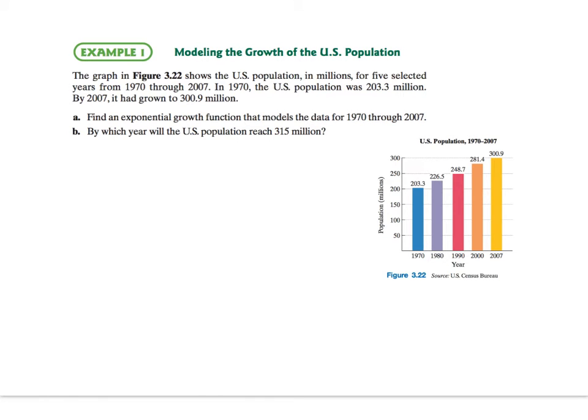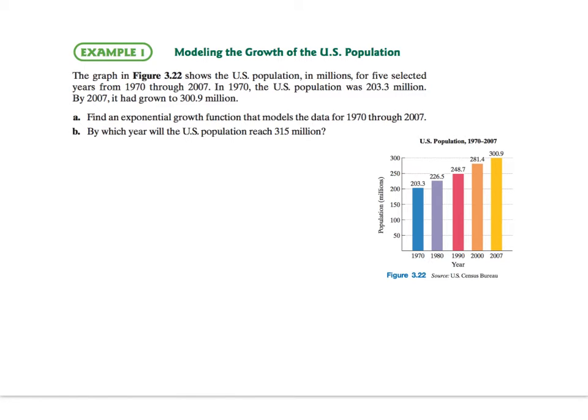Our first example is modeling the growth of the population in the United States. On the right you see a bar graph of the populations in specific years, and we want to find an exponential growth model for this data. We want to come up with an equation for 1970 through 2007, and then figure out which year the population is going to reach 315 million people.